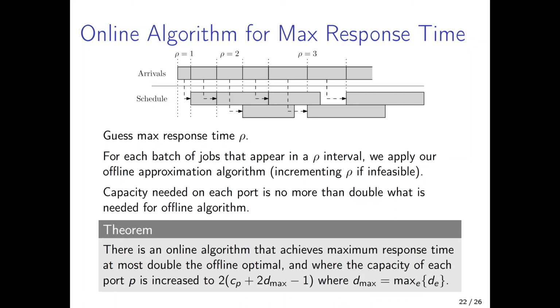Since the offline algorithm achieves optimal response time, we know that all batched jobs complete after 2 rho rounds. Further, the capacity needed on each port is no more than double what is needed for the offline algorithm. This entails the theorem that there is an online algorithm that achieves maximum response time at most double the offline optimal, and for which the capacity of each port P is increased to 2 C_P plus 2 D_max minus 1, where D_max is the largest demand on any request.